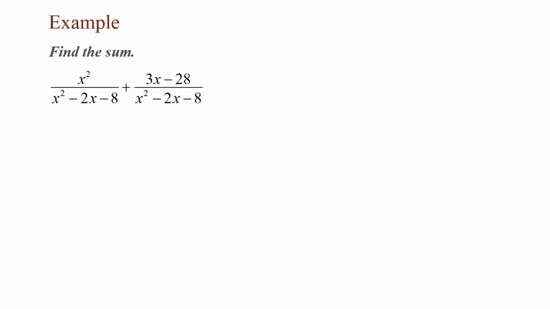In this example, find the sum x squared divided by x squared minus 2x minus 8 plus 3x minus 28 divided by x squared minus 2x minus 8. Since we have the same denominator, I can add my numerators, x squared plus 3x minus 28, all over our common denominator of x squared minus 2x minus 8. Like any fraction, we need to try to reduce it.